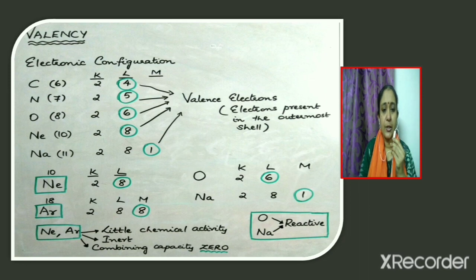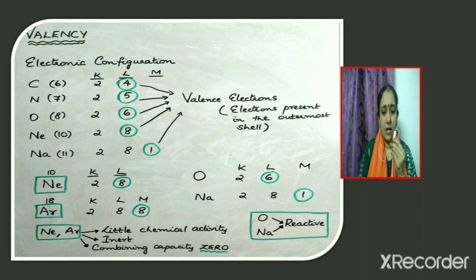Now consider neon, number of electrons 10. The electronic configuration is 2, 8. So number of valence electrons present in neon is equal to 8. We have one more element, that is argon. Number of electrons is 18 and the electronic configuration is 2, 8, 8. This element argon also has 8 electrons in its outermost shell.